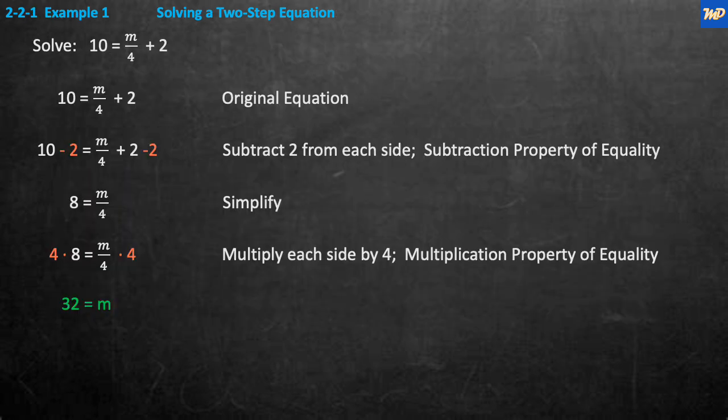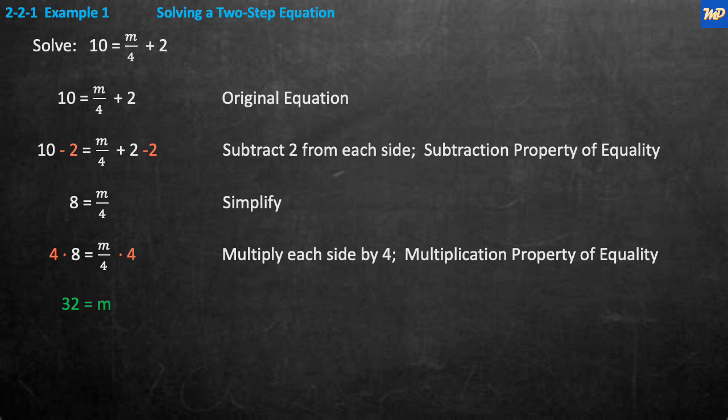Example 1, solving a two-step equation. So what is the problem? It says solve 10 equals m divided by 4 plus 2. Let's look at this. We have all the steps in front of us, but let's see if it follows what we talked about in the previous slide, step 1, step 2. First, get the variable alone on one side and all the constants on the other. Then, when you're done with that, eliminate the coefficient, or free the variable from its coefficient, to solve for the variable.